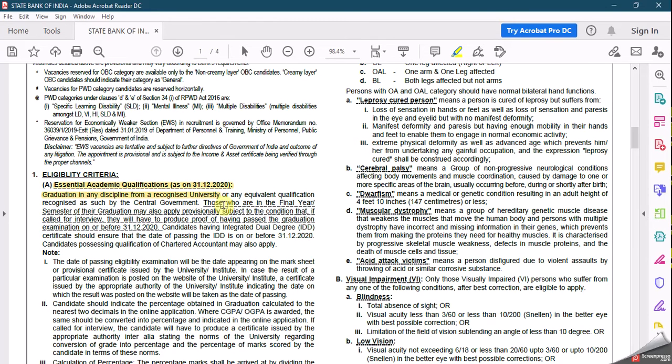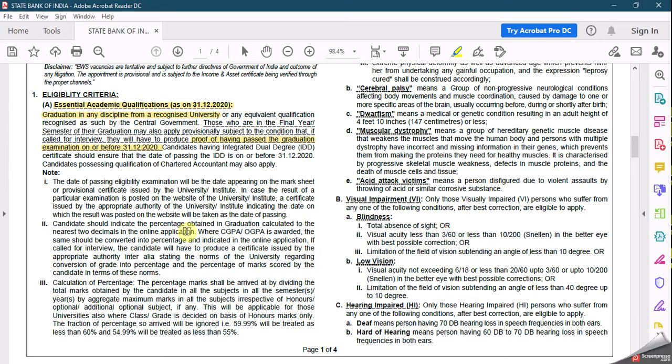Now what about those who are in the final year? Those who are in the final year or final semester of their graduation may also apply, subject to the condition that if called for the interview, they will have to produce proof of having passed the graduation examination on or before 31st December. So all those who are in their final semester or final year can still apply, but if you qualify for the interview phase, then you will have to produce proof that you have graduated on or before 31st December.